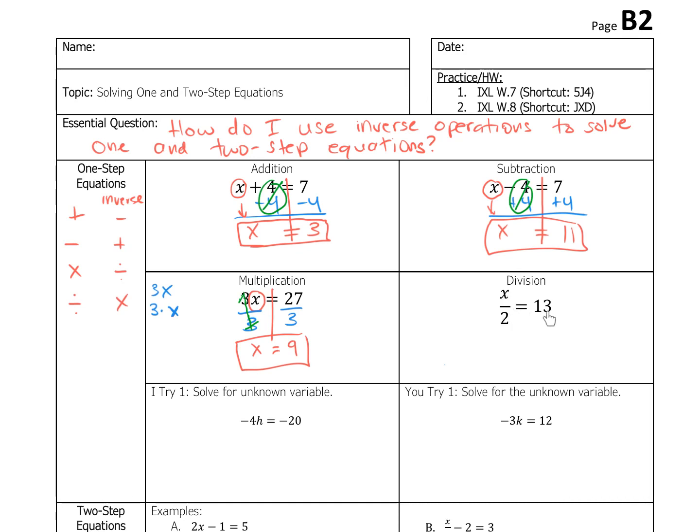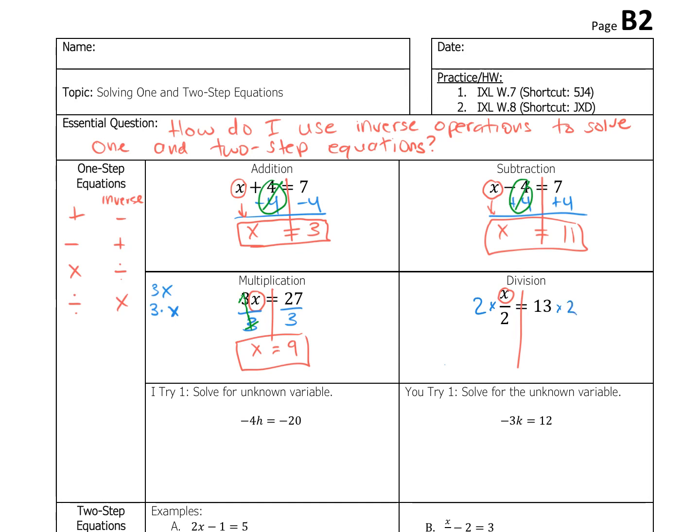Then the next one, x divided by 2 equals 13. Every time I see a fraction like this, that means division. So same process every single time. Circle the variable, draw your wall. That fraction means division, right? So if we're dividing, then the inverse will be to multiply. The inverse of division is multiplication. So I'm dividing by 2, so the inverse operation will be to multiply by 2, on both sides.